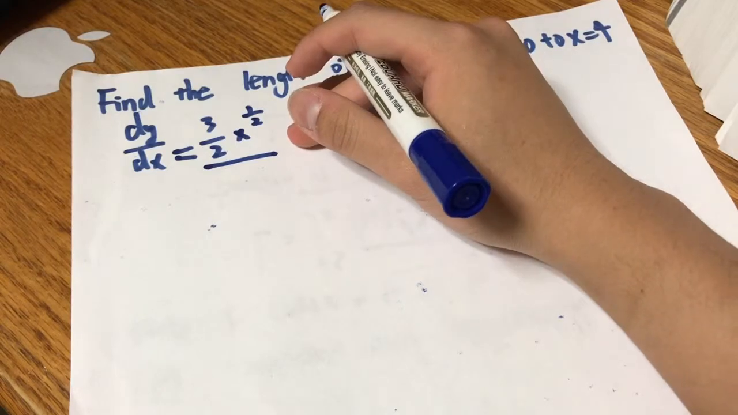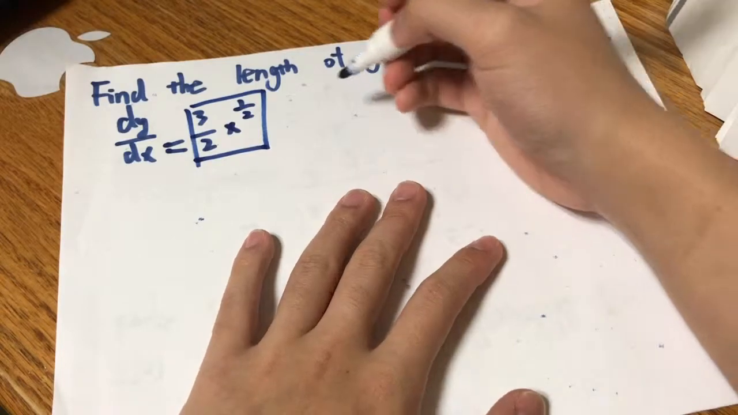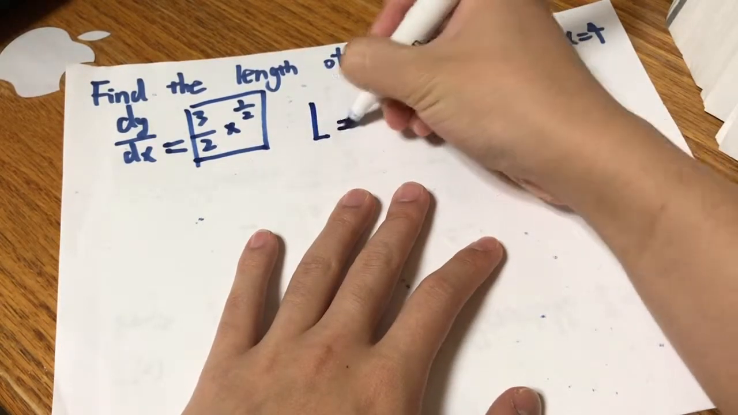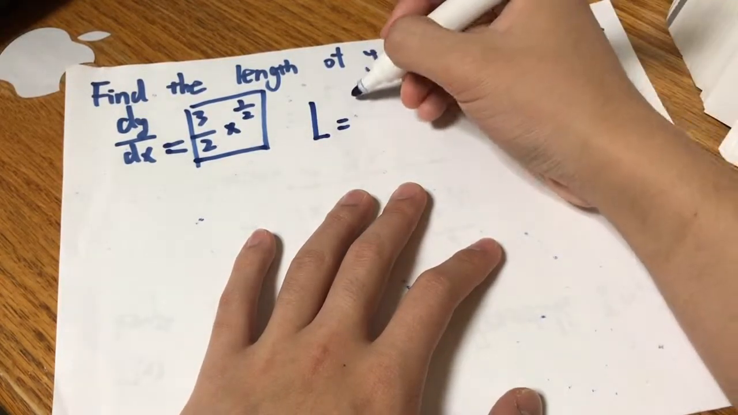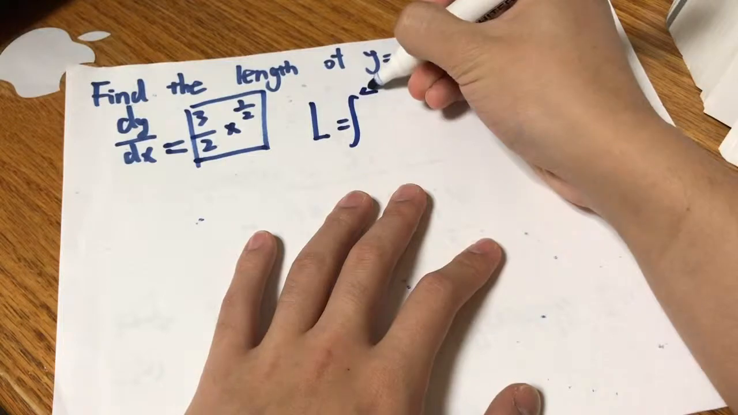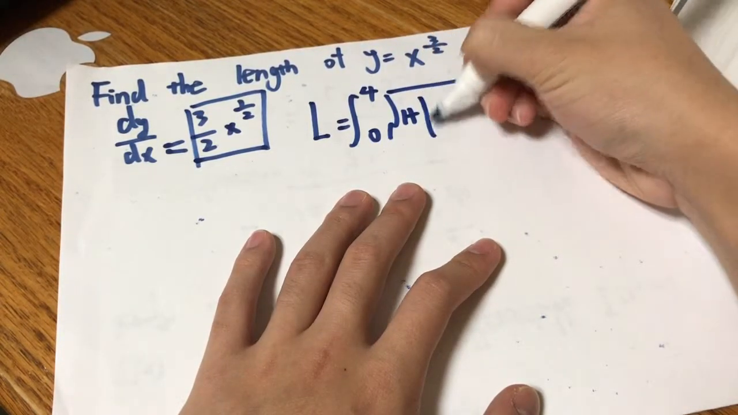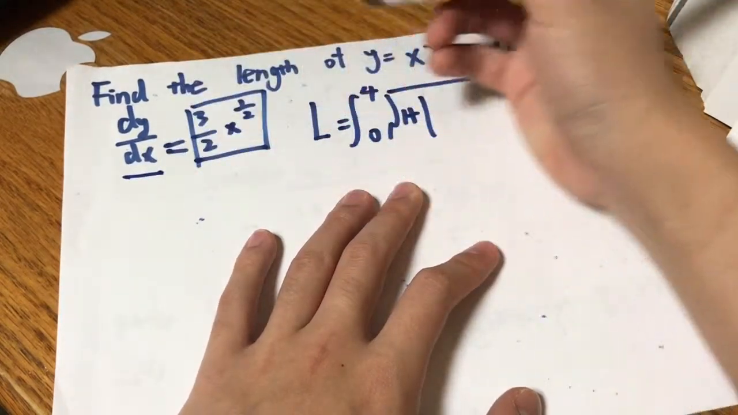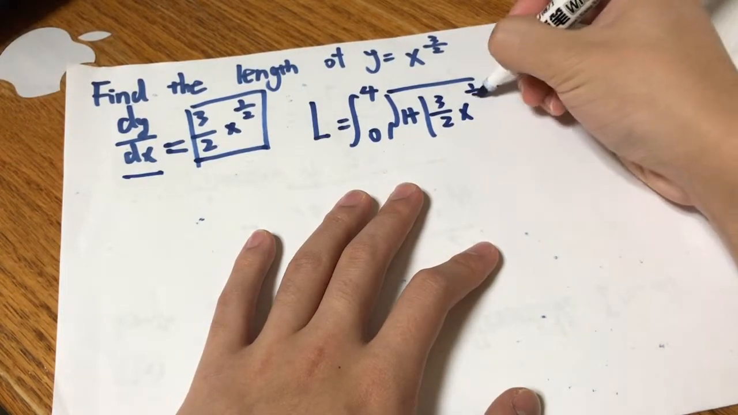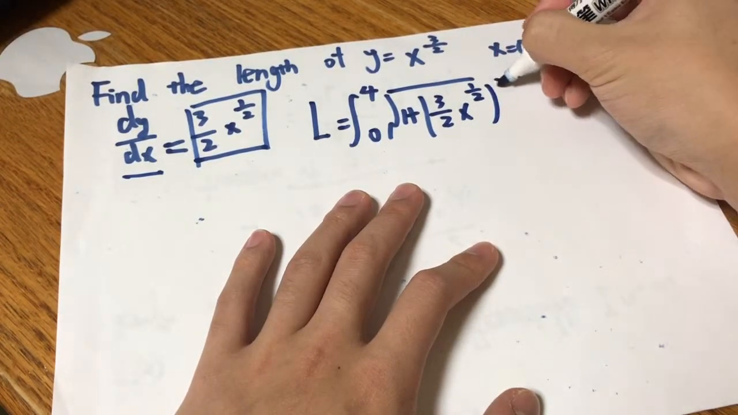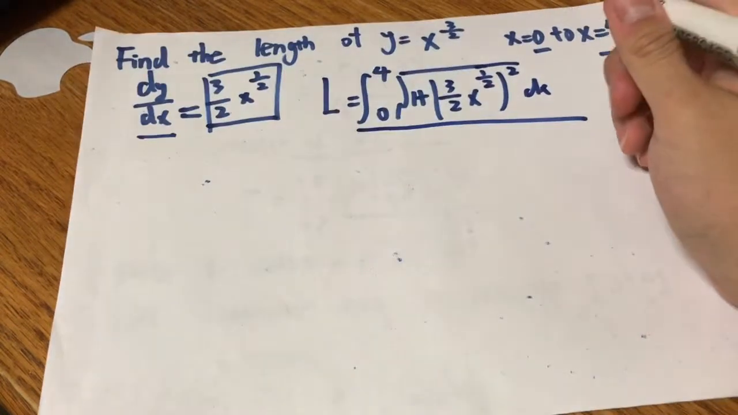So then next we just plug in this dy over dx into our formula. If you guys can still recall this formula, it will be L equals, well, we know that it's from 0 to 4. So L equals the integral in the range of 0 to 4, square root of 1 plus, since we know the dy dx, it's just going to be 3 over 2 x to the power of 1 over 2, squared, dx. So now we need to solve this problem.